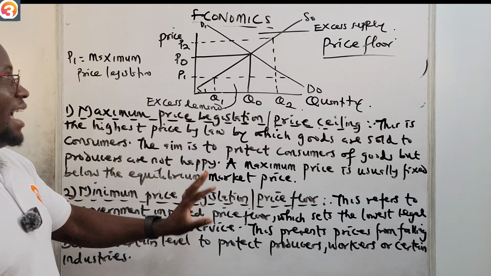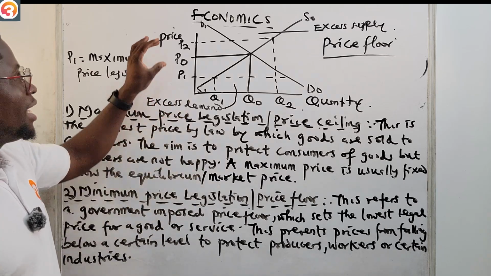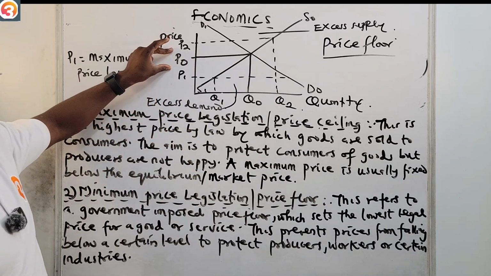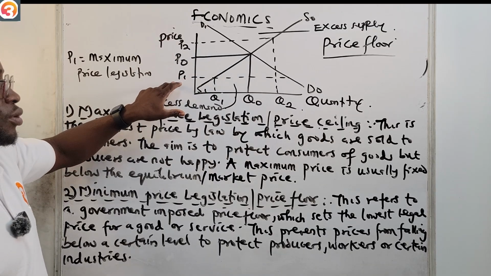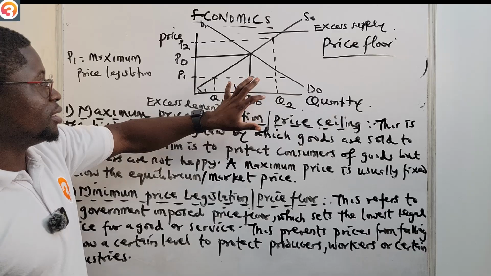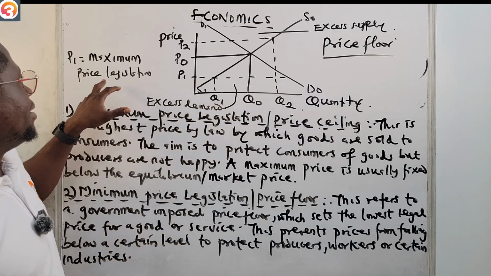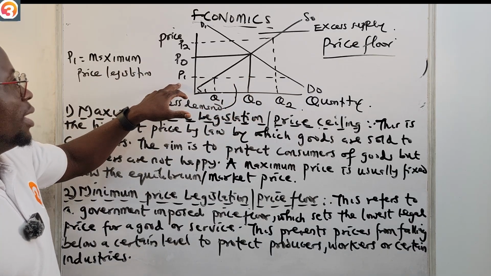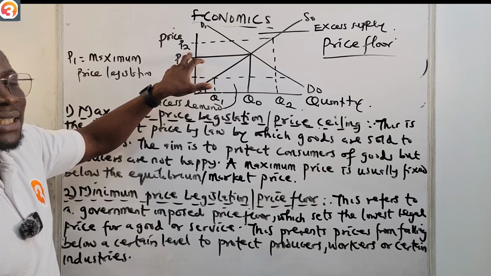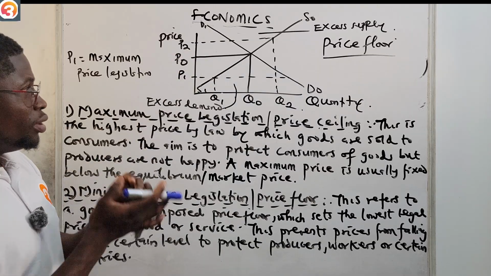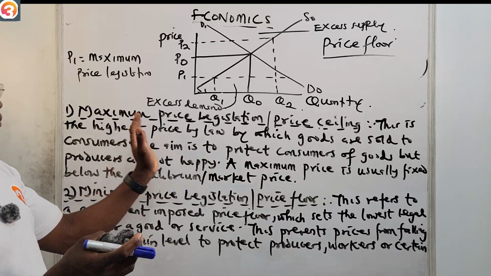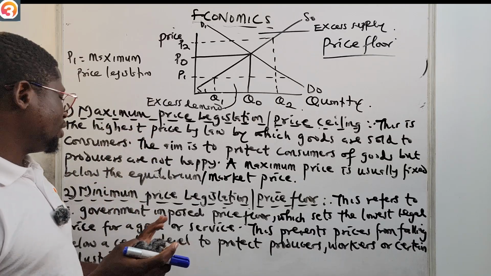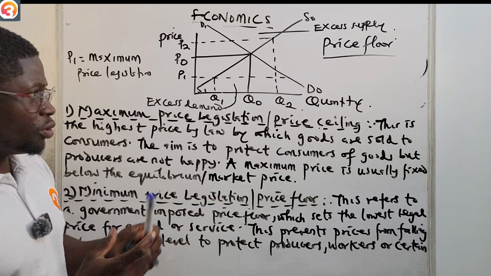For price floor, it is set above the equilibrium price. Price ceiling is set below the equilibrium price. This region represents the point of excess demand. Our maximum price legislation is P1, and our P2 is our minimum price legislation. So we understand this much better. We'll talk about the effects of maximum price legislation and of minimum price legislation. Let's quickly look at them.